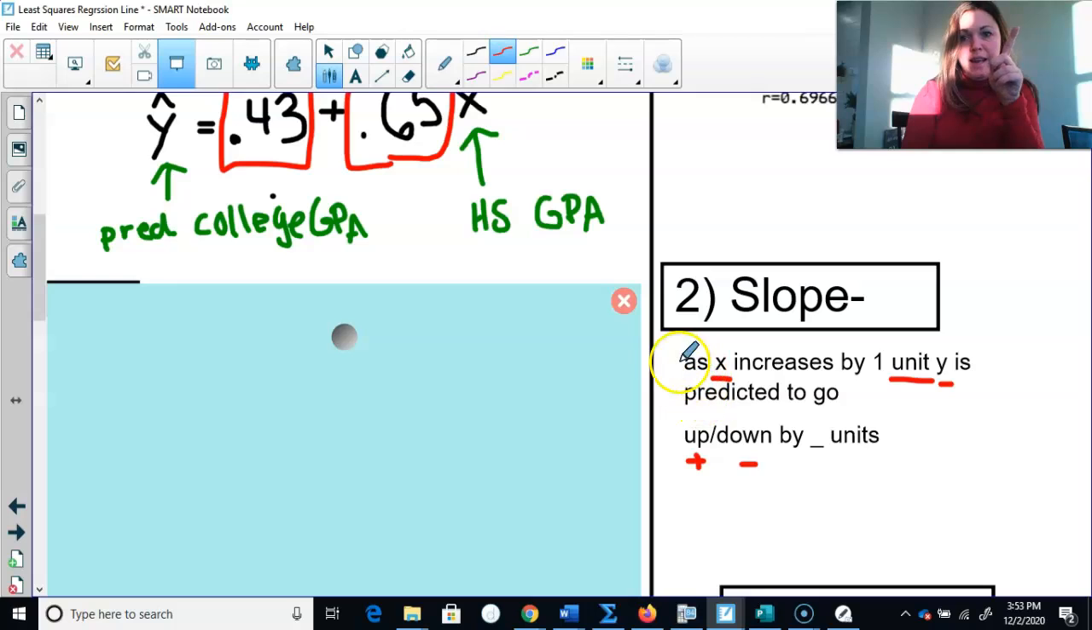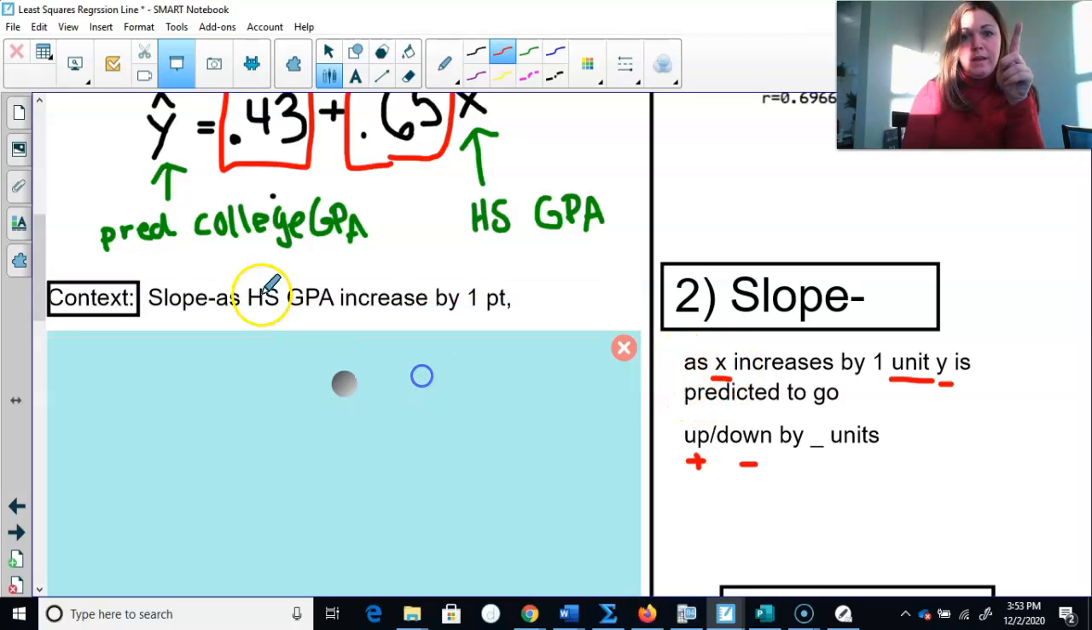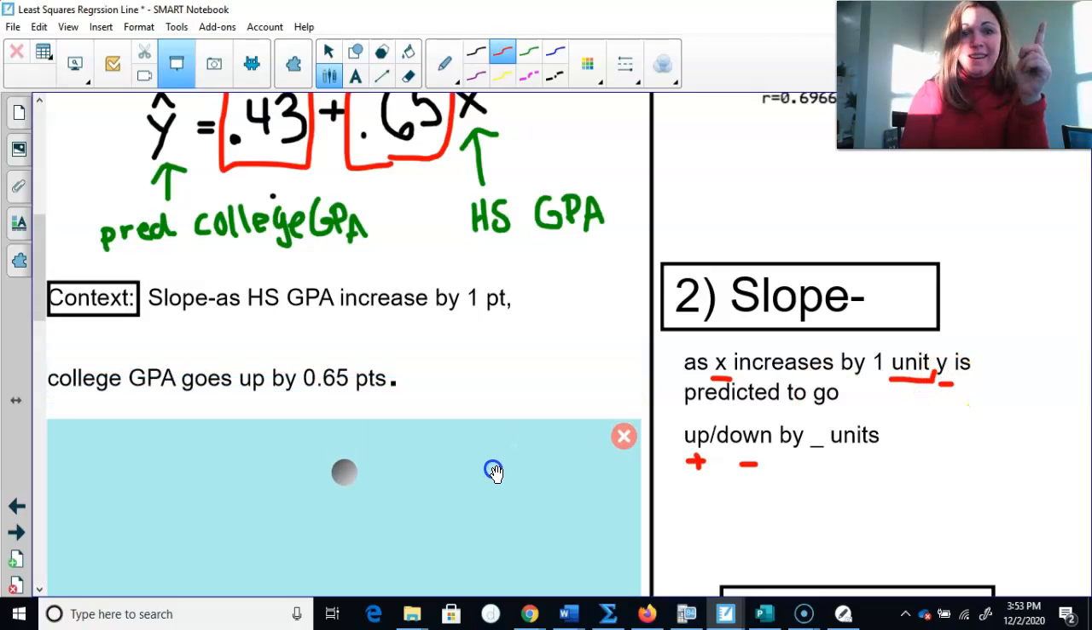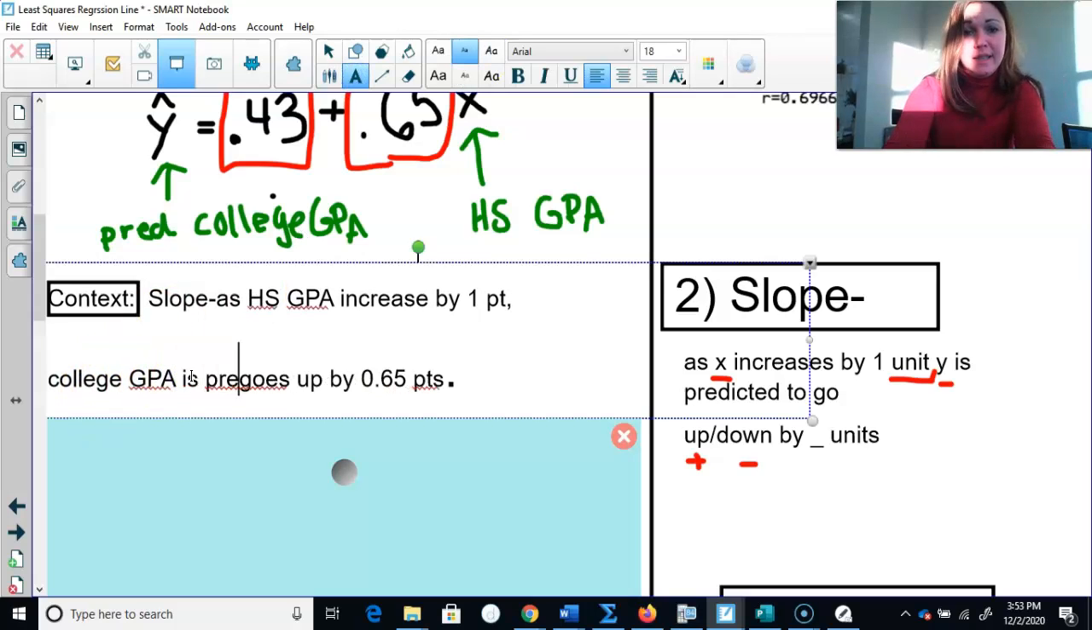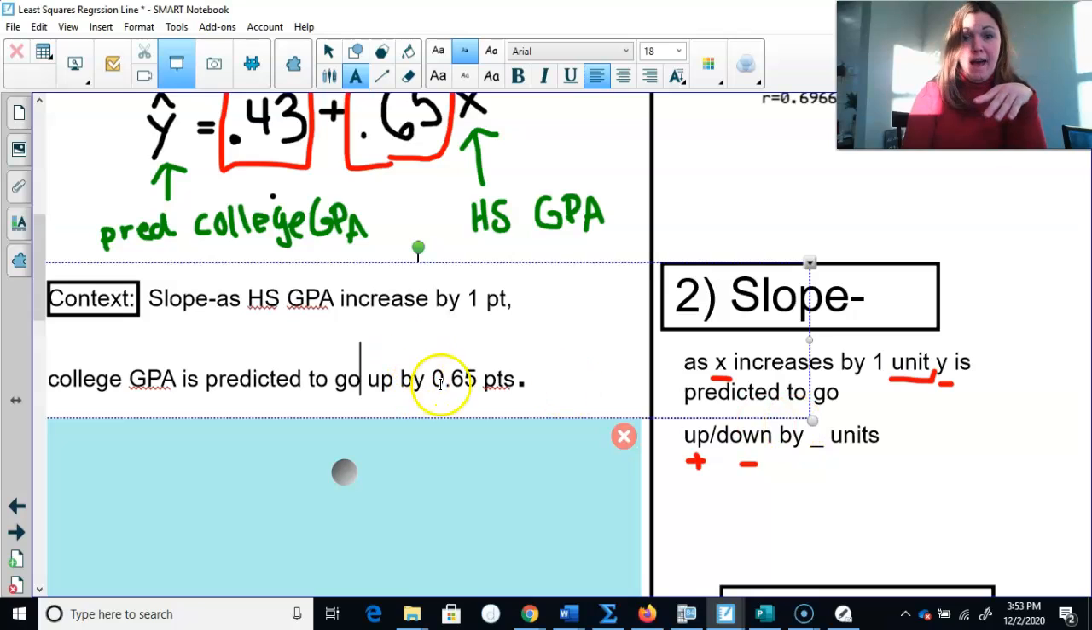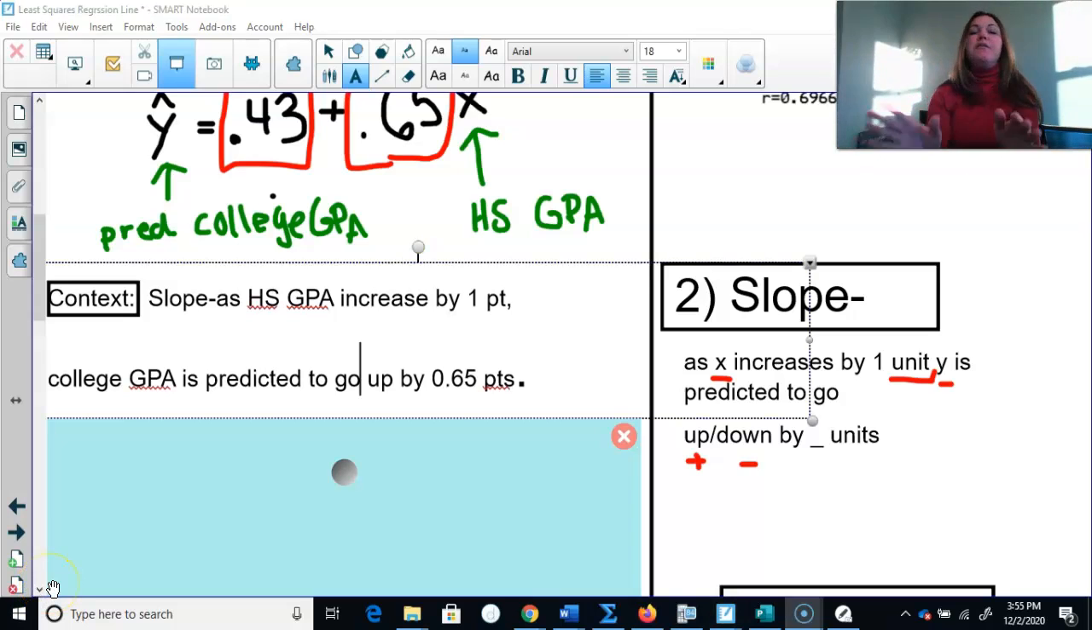Let me talk you through it again. As X, our high school GPA, increases by 1 point, 1 unit, Y, our college GPA, is predicted to go up by 0.65 points. I just got a phone call, so in case I repeat myself, forgive me.